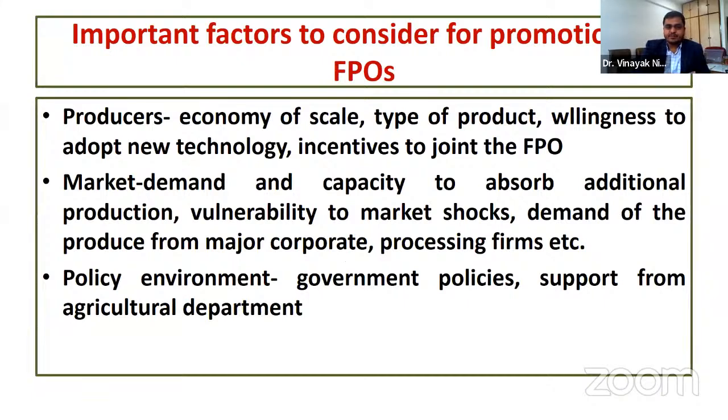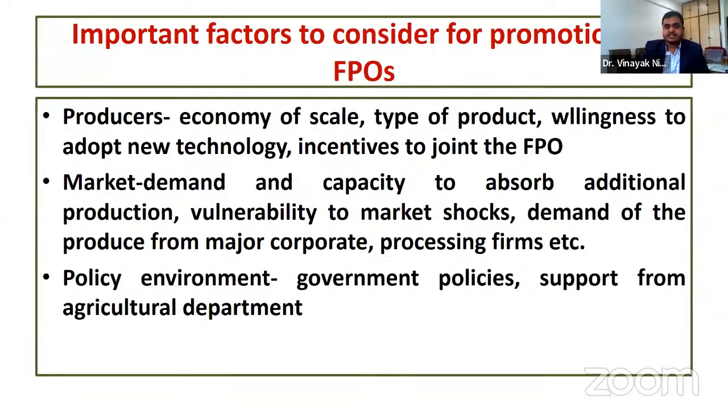These are from the producer side, market side, and policy environment. Certain aspects we need to see while promoting farmer producers organizations. From the producer side, there is economy of scale, type of product, willingness to adopt new technology, and incentive to join this FPO. These things we need to consider.